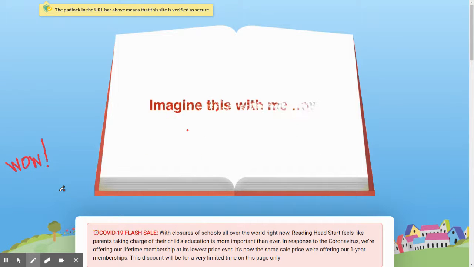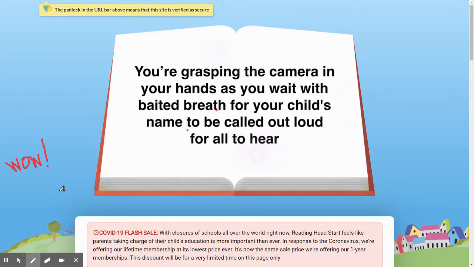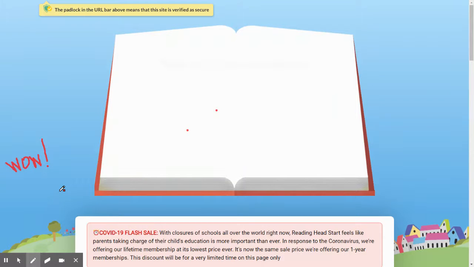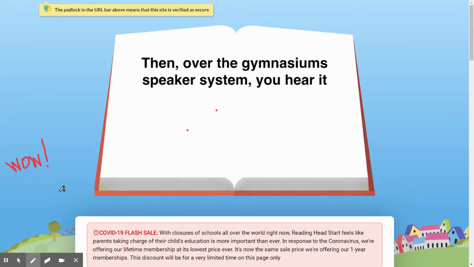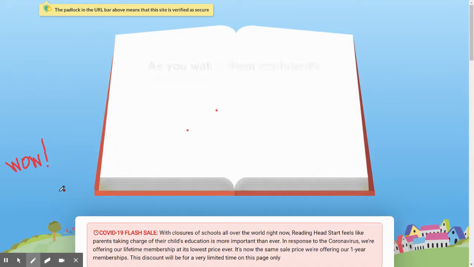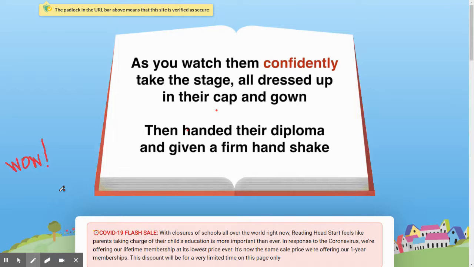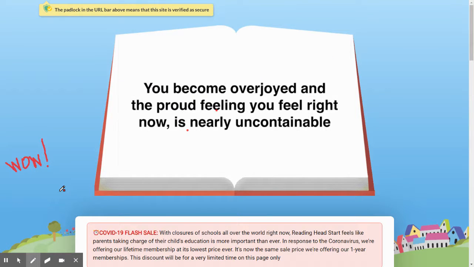So, imagine this with me now. You're crowded into a gymnasium, dressed to the nines for your precious child's graduation. You're grasping the camera in your hands as you wait with bated breath for your child's name to be called out loud for all to hear. Then, over the gymnasium speaker system, you hear it. They announce your child's name and you go wild with excitement as you watch them confidently take the stage, all dressed up in their cap and gown, then handed their diploma and given a firm handshake. You become overjoyed and the proud feeling you feel right now is nearly uncontainable.